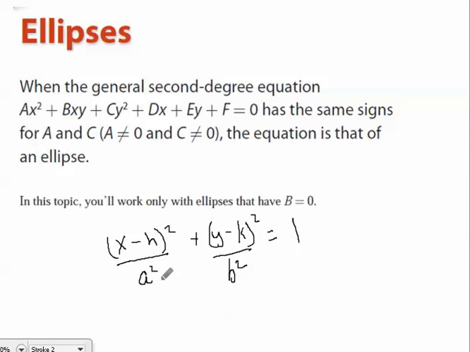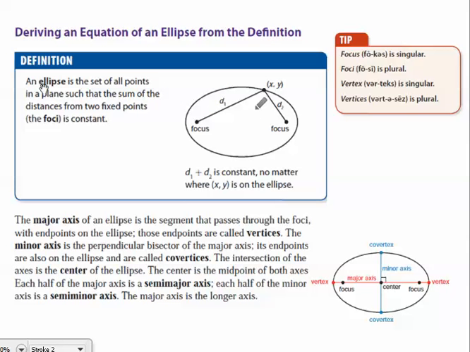The reason I'm saying that is typically a squared is the bigger number, and the bigger number underneath the x squared term means that it's horizontal. If the bigger number is underneath the y squared term, then it would be a vertical ellipse. But this is the one that we would use to graph with. When expanded, it turns into this equation up here. So let's go ahead and look at some of these.